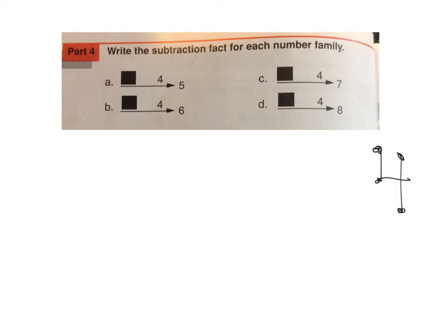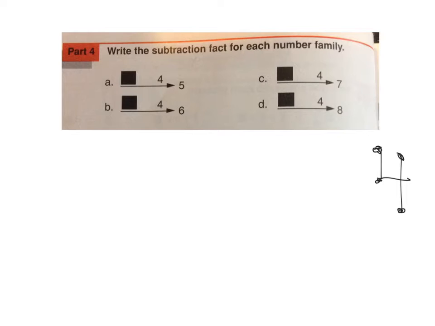So for part 4, these are all number families that have a small number of 4. So we're going to be using the number 4 on the Touch Math sheet. And the instructions say to write the subtraction fact for each family. So when I'm using the subtraction fact, I know that I have to work backwards down the arrow because I need to figure out what the box means. So if I know that I'm missing a small number, I know that I need to subtract.